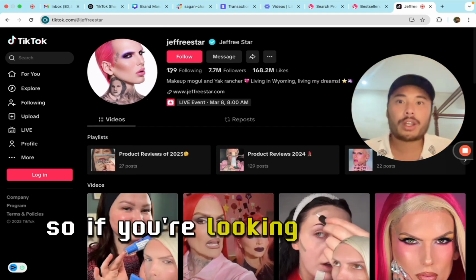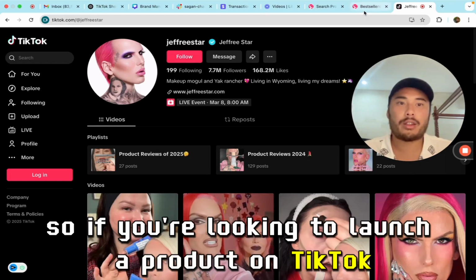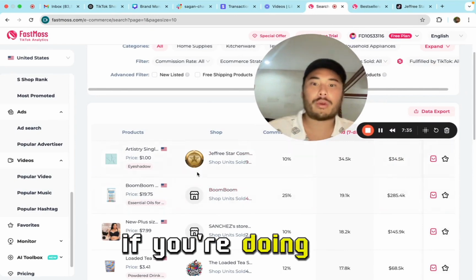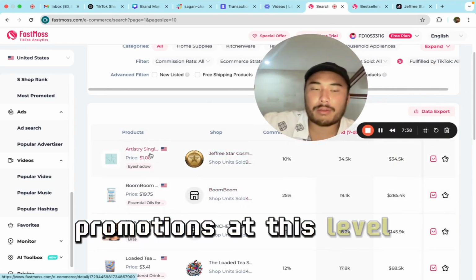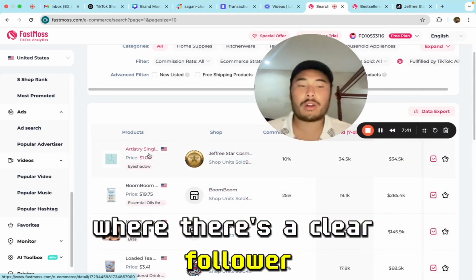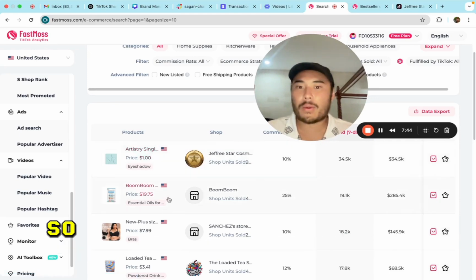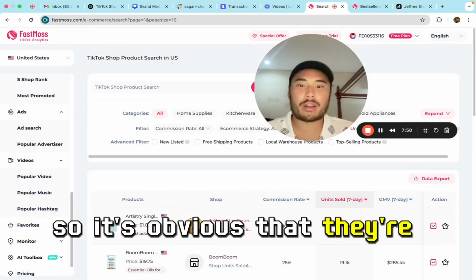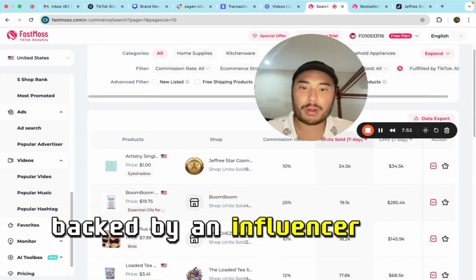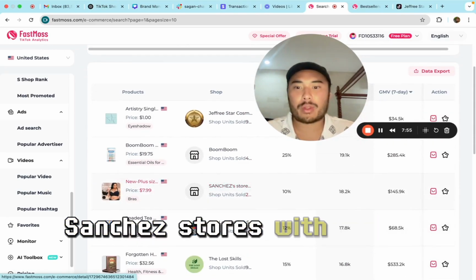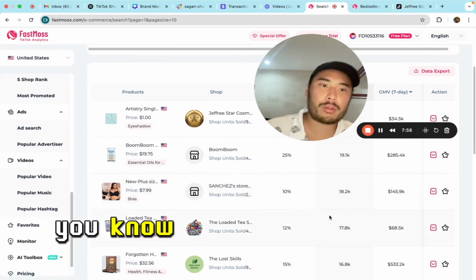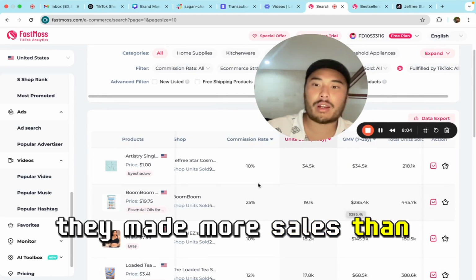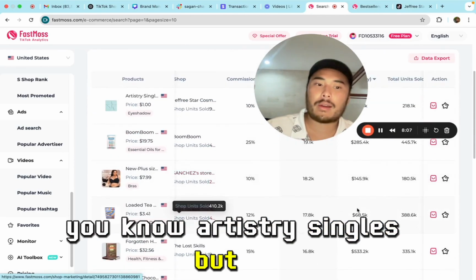So if you're looking to launch a product on TikTok, you can definitely expect to get a lot of sales if you're doing promotions at this level where there's a clear follower count and audience behind it. So this is not always the case. In this case, they're number one shop, so it's obvious that they're backed by an influencer. But if you're looking at Sanchez stores with their bras, they're still making crazy amounts of sales. In fact, in the past 7 days, they made more sales than Artistry Singles, but it's at a different level.